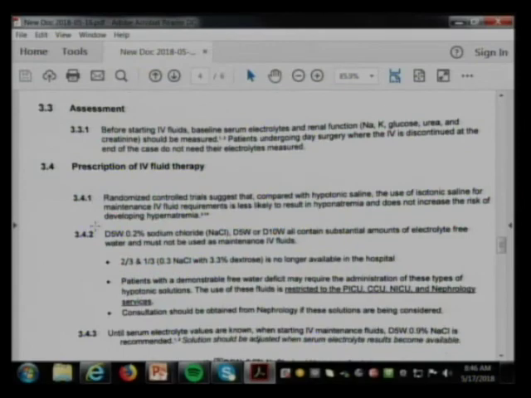So I wanted to point this out. Randomized control trials suggest that compared with hypotonic saline, the use of isotonic saline for maintenance IV fluid requirements is less likely to result in hyponatremia and does not increase the risk of developing hypernatremia. D5 quarter normal saline, D5W, and D5 10 all contain substantial amounts of electrolyte-free water and must not be used as maintenance IV therapy. At Sick Kids, quarter normal or 1/3 normal, I don't even see that, you can't even get in the hospital. You can only use those fluids in ICUs, CCUs, NICUs, and if you do need to use it, you need to consult a nephrology service.